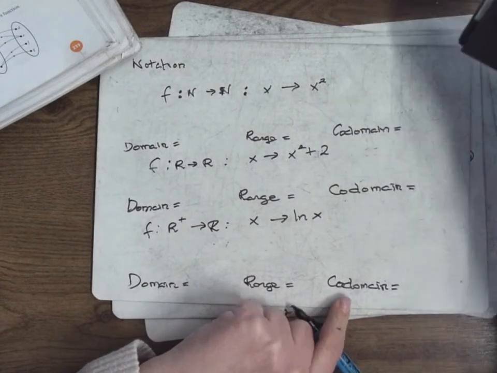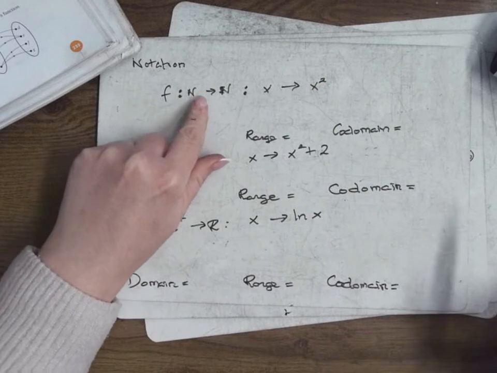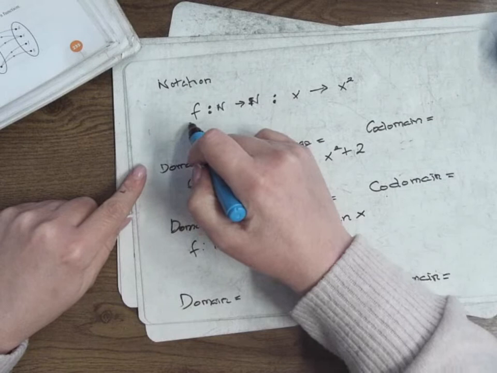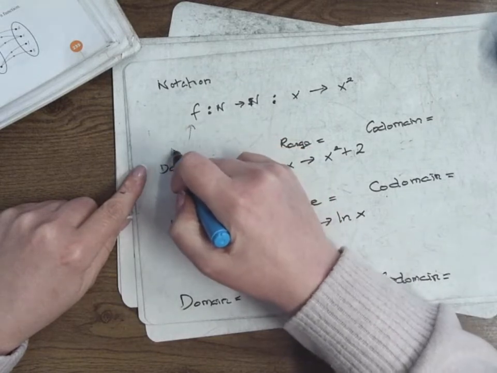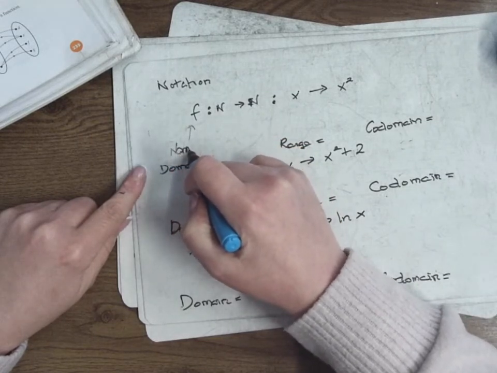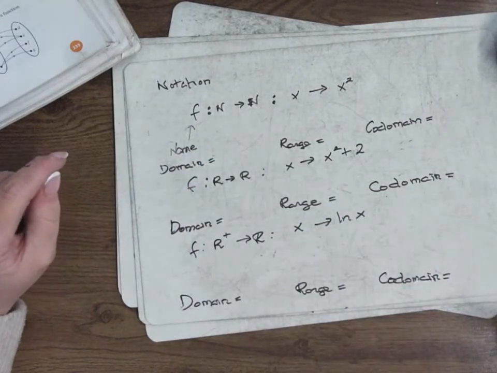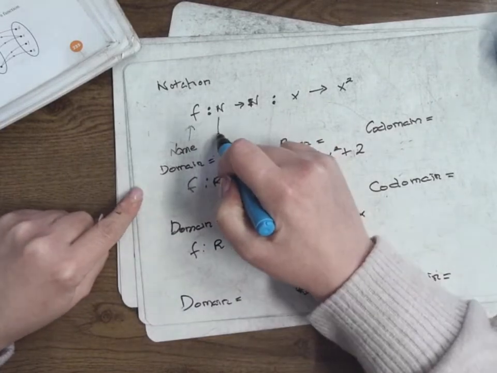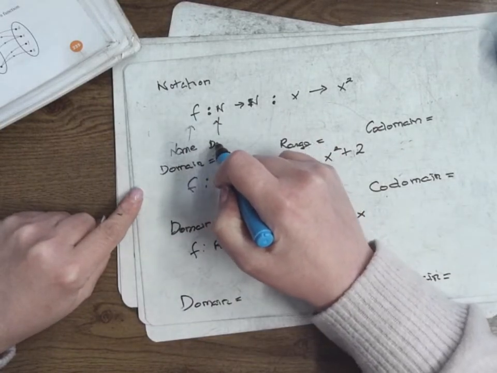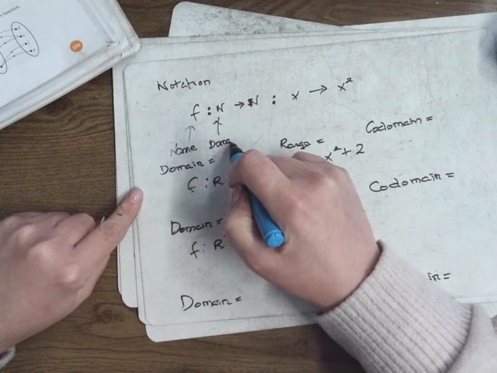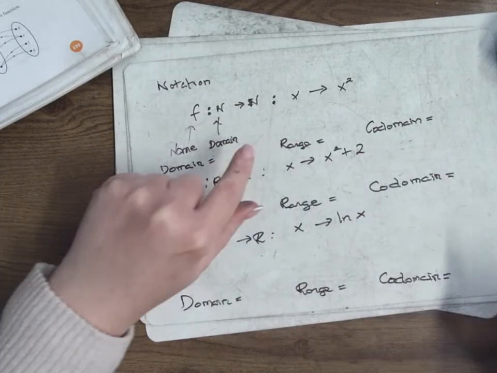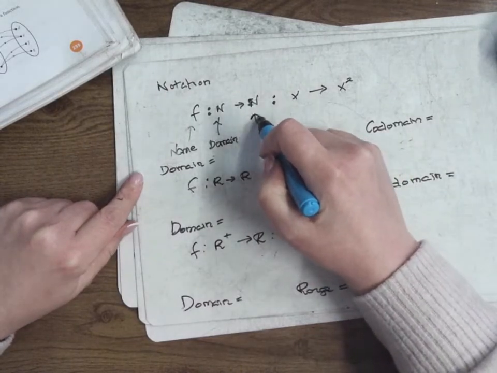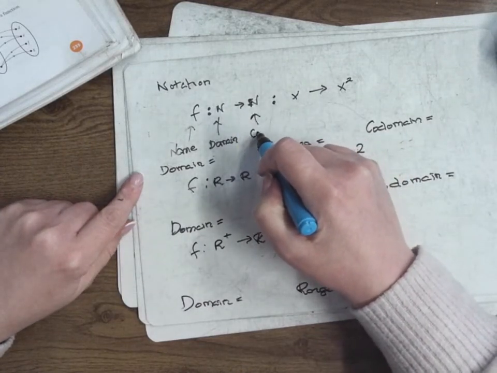Right, there's an extra bit. This is N goes to N. So f is just the name of the function. They normally call it f, they can call it g, they can call it h, they can call it Amy, they can call it anything they want. This is the domain, so the domain is everything I'm allowed put in. So here I'm allowed put in any natural number. This is the range, it's actually the codomain.